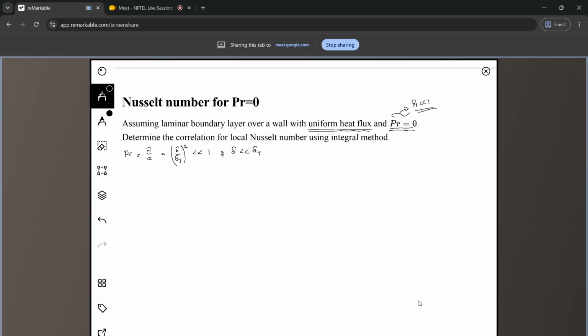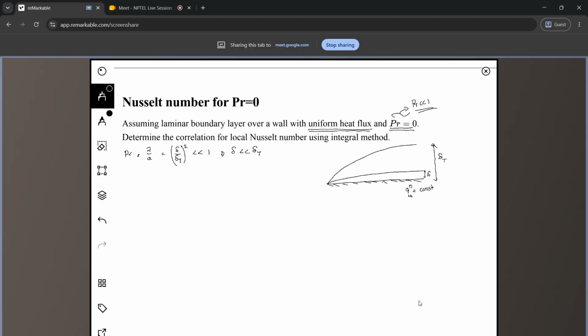So how do we visualize this? You have some flat plate which is having a uniform heat flux. Q double prime is constant. And first, let's say the velocity boundary layer develops, and then the thermal boundary layer is also there. So we are saying delta is very much less than delta t. This is the velocity boundary layer thickness, and this is the temperature boundary layer thickness, the thermal boundary layer thickness.